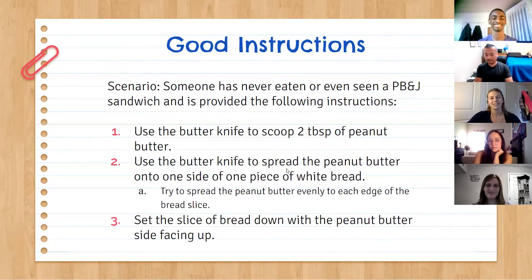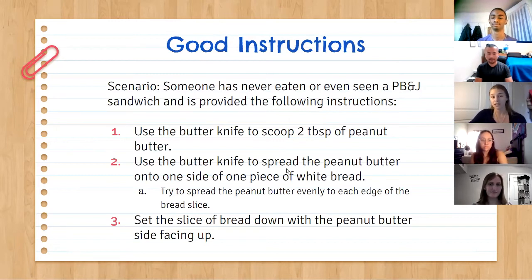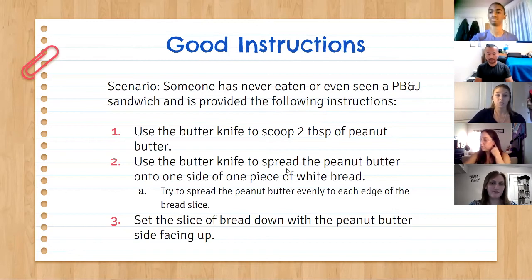We do. All right. So these aren't exactly how instructions have to be, but I noted these as good instructions. So use the butter knife to scoop 2 tablespoons of peanut butter. You're being told how much peanut butter to scoop, and what instrument to scoop it with. It's number 1, so I know to do this first. And then use the butter knife to spread the peanut butter onto one side of one piece of bread. So the person knows only put it on the one side. Don't put it on both because only psychos do that.